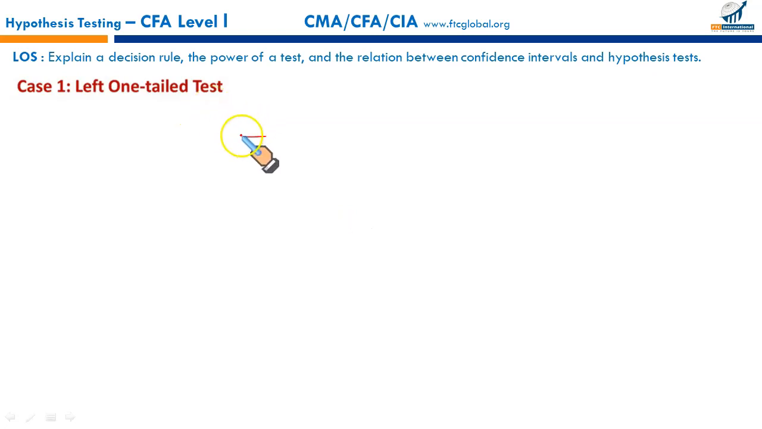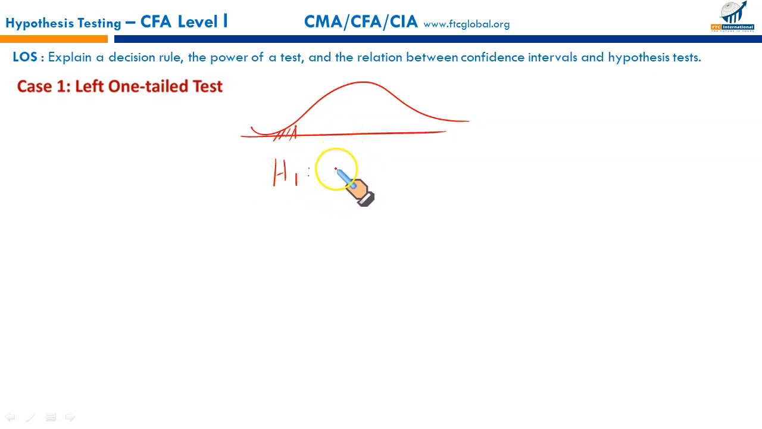Left one-tail test. We are talking about this. So the decision criteria here is that our alternative hypothesis is that the parameter, if this is x, is less than x. So the decision rule here is reject H0, the null hypothesis, if the test statistic is less than the critical value and it falls here in this rejection region. Otherwise, do not reject the null hypothesis.